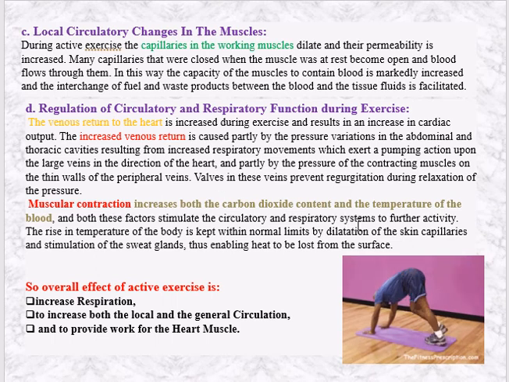Muscle contraction increases both the carbon dioxide content and the pressure of the blood, and both these factors stimulate the circulatory and respiratory systems to further activity. The temperature rise in the body is kept within normal limits by dilatation of the skin capillaries and stimulation of the sweat glands, thus enabling heat to be lost from the surface. So we can say the overall effect of active exercise is to increase respiration, to increase both the local and general circulation, and to provide work for the heart muscles. These are the overall effects.